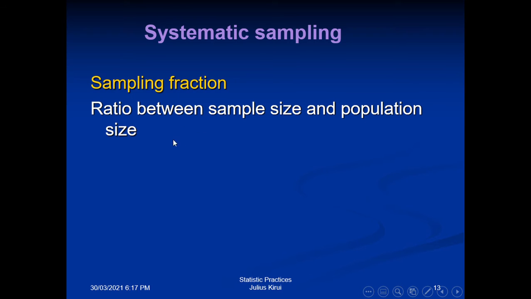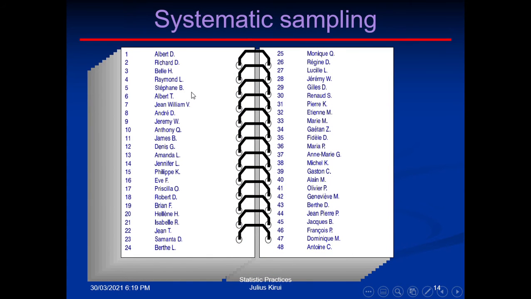So sampling fractions, ratio between sample size and population size. So you can actually decide to work on ratios. 2/4, 1/2. So that gives you the essence. Now we come back to the systematic sampling using the same data that we presented in our random sampling. So in this case, we are actually sampling data on the basis of their appearance.